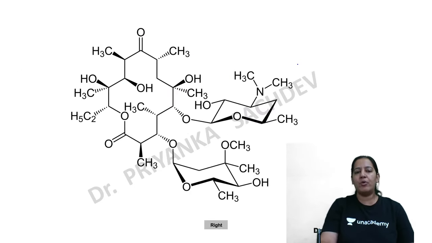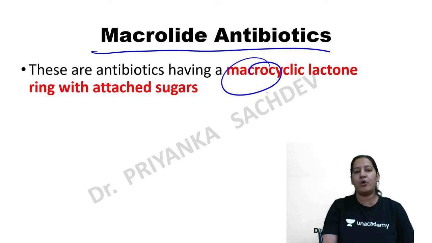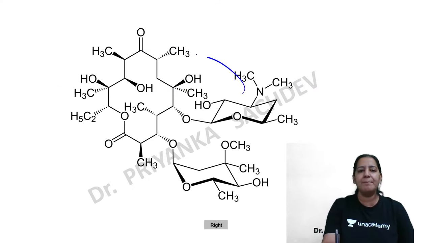Macrolides are known as macrolides because they have a macro, jumbo ring. Macro ring with an abundance of sugars. You can see a big ring.